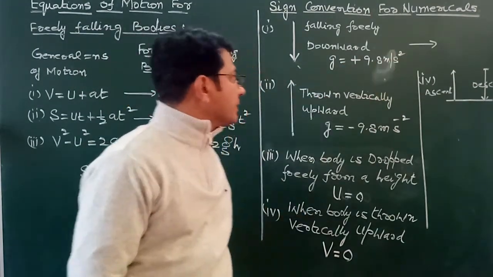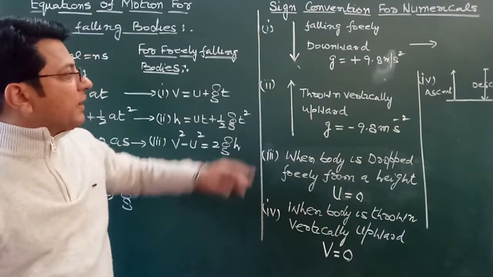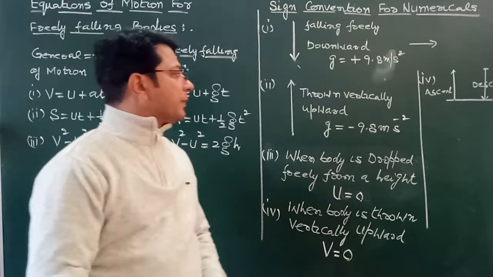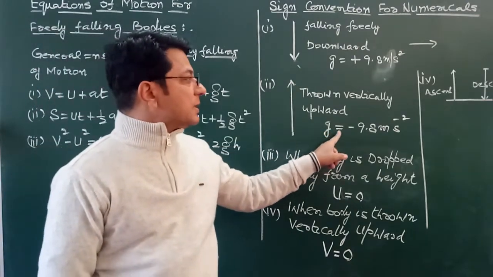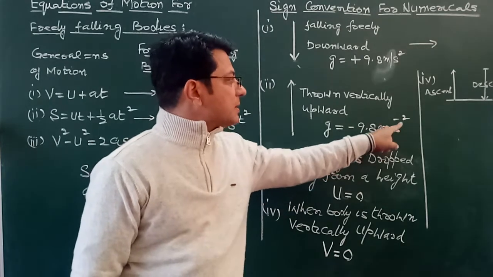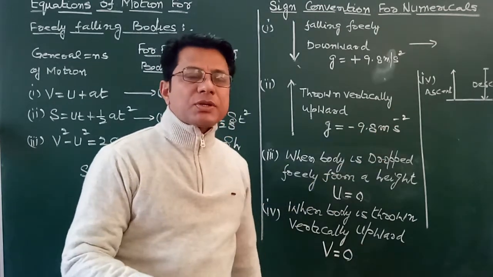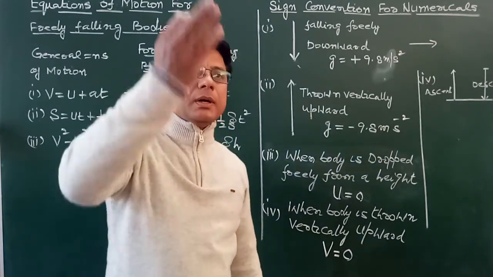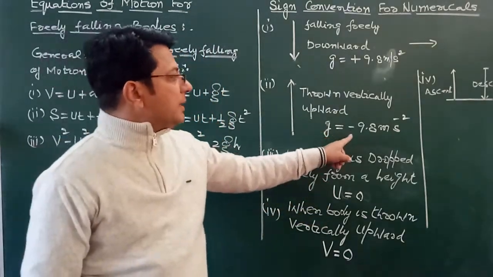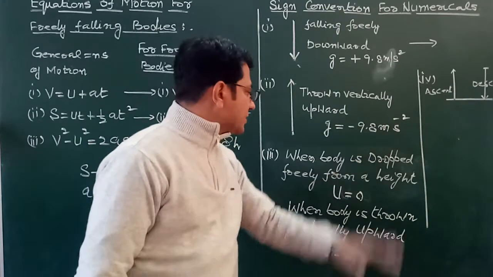The second one is: if a body is thrown vertically upward, then G is equal to minus 9.8 meter per second square, because the body is going away from the earth, against gravity. So G is taken as minus 9.8 meter per second square.